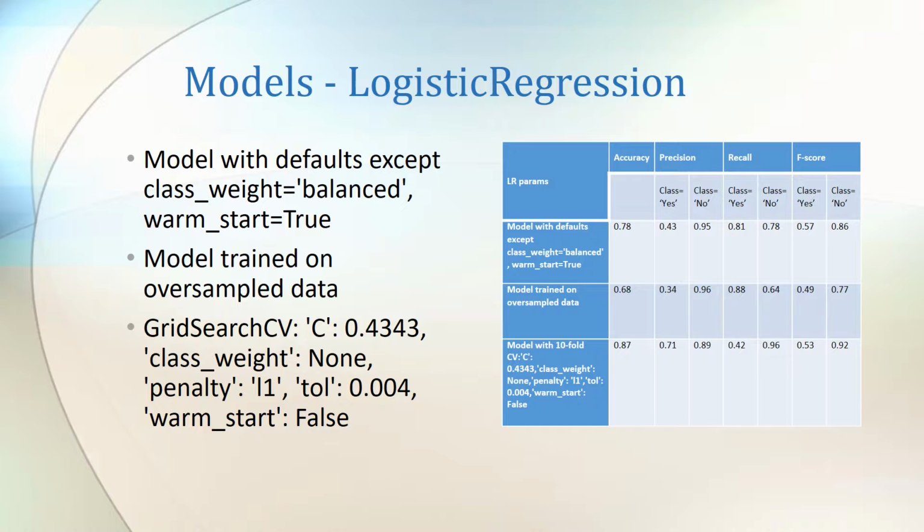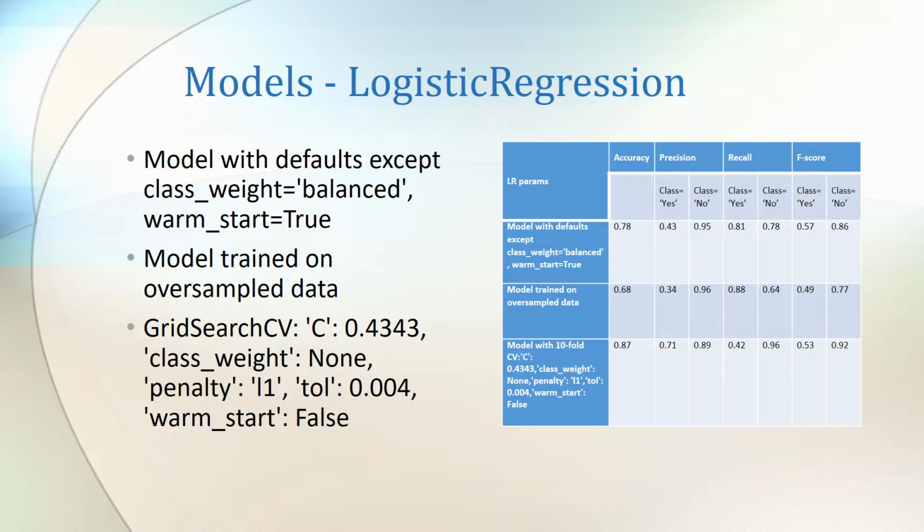We see that the accuracy is lower compared to the other models, but we have a good accuracy with the tenfold cross validation model, and we have good precision values, and the recall is the best so far. We have about 0.42 of recall for class yes, and the recall for class no is 0.96, and the overall F score for no is 0.92, and the overall F score for class yes is 0.53. So logistic regression seems to be performing better.